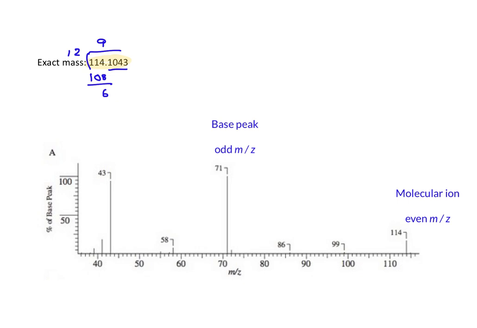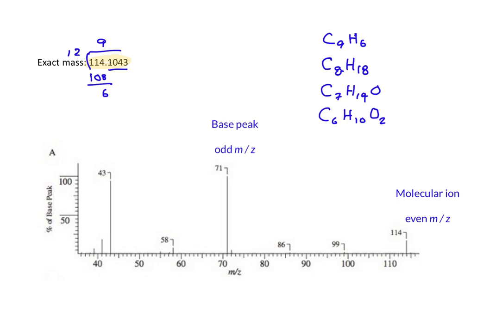So C9H6 is one possibility. We could replace the carbon with 12 hydrogens, make that C8H18, and that would correspond to a saturated hydrocarbon. We could also try some alternatives by adding an oxygen, which gets us to C7H14O. Another oxygen gets us to C6H10O2.